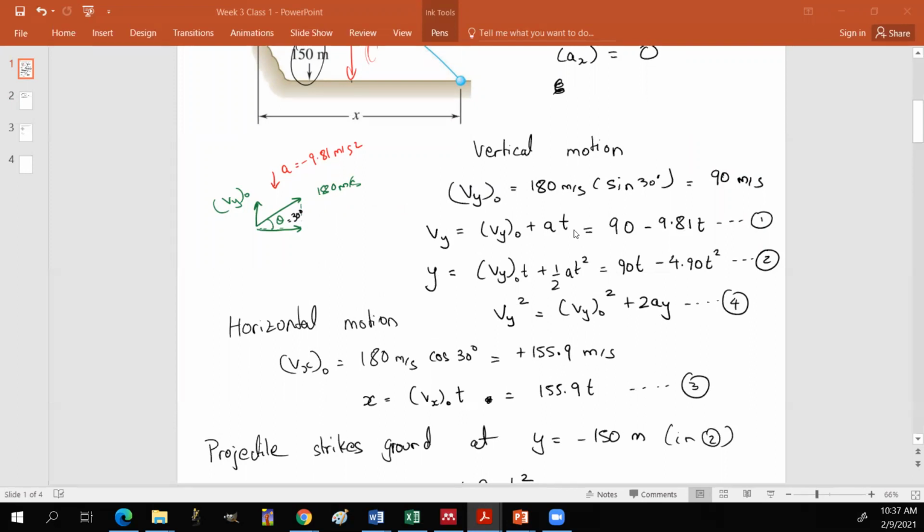Oh, I see. So this expression just takes time out of the equation and you get your answer in one step. But the other way, you can see it, you do Vy equals 0, 90 minus 9.81t, so 90 divided by 9.81 will give you your time. And then you plug that into this expression here to get what your y would be. So yeah.